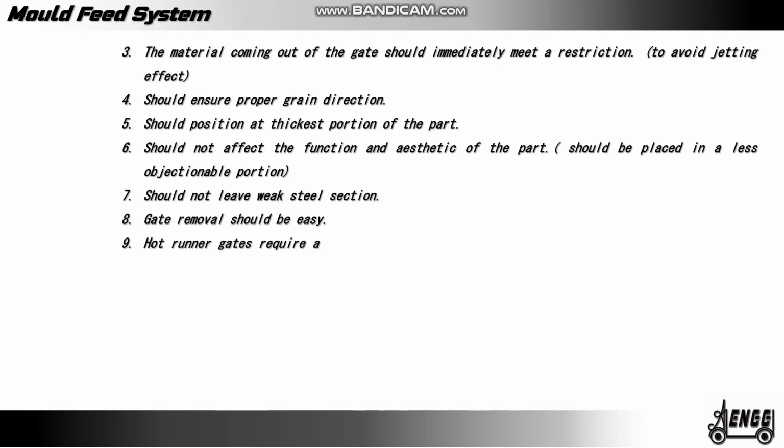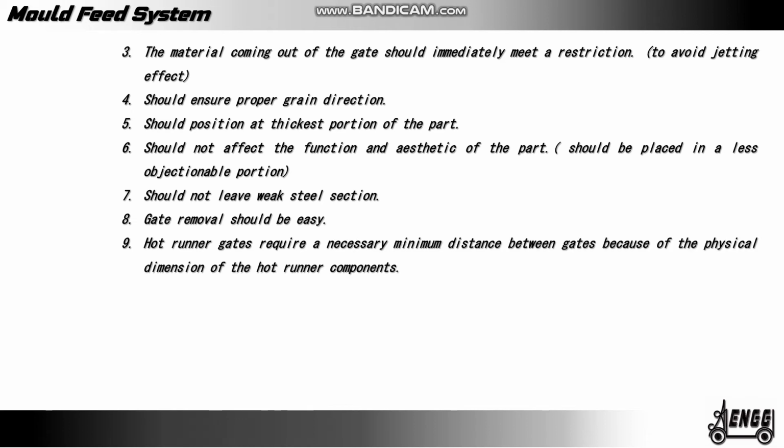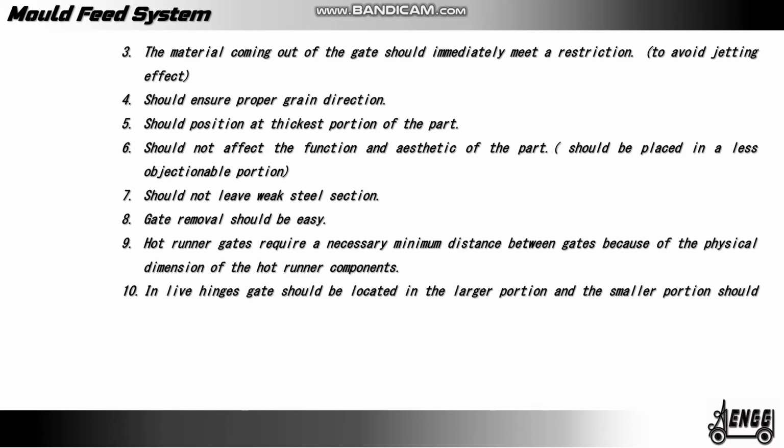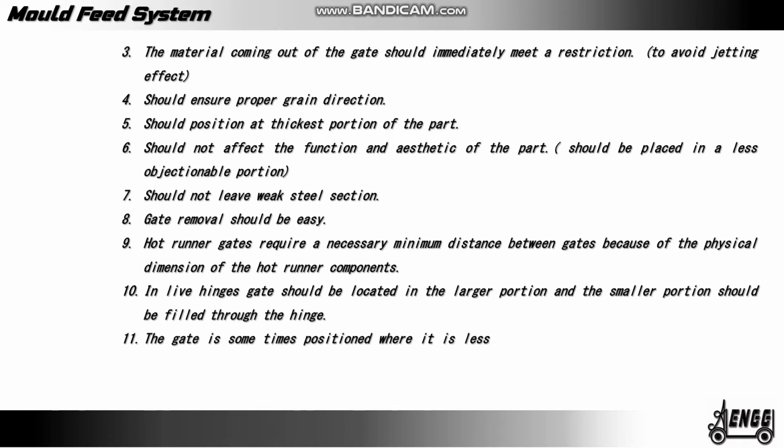9. Hot runner gate requires a necessary minimum distance between gates because of the physical dimension of the hot runner component. 10. In live hinges, gate should be located in the larger portion so that the smaller portion is filled up to the hinge. The gate is sometimes positioned where it is less noticeable, hidden in a textured matte finish surface or in an enclosed portion.